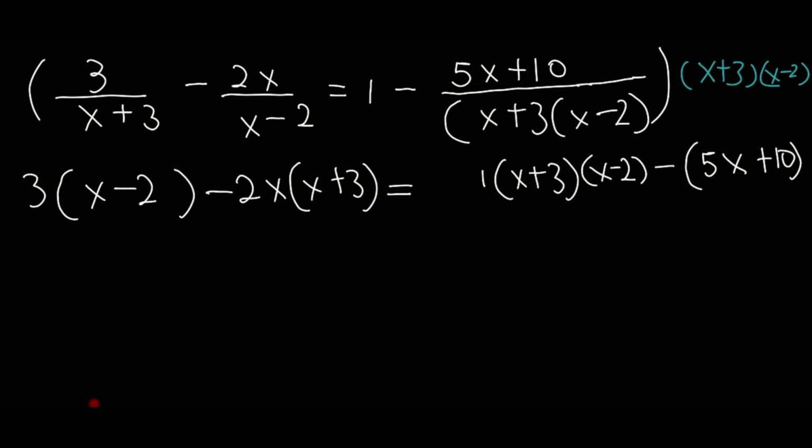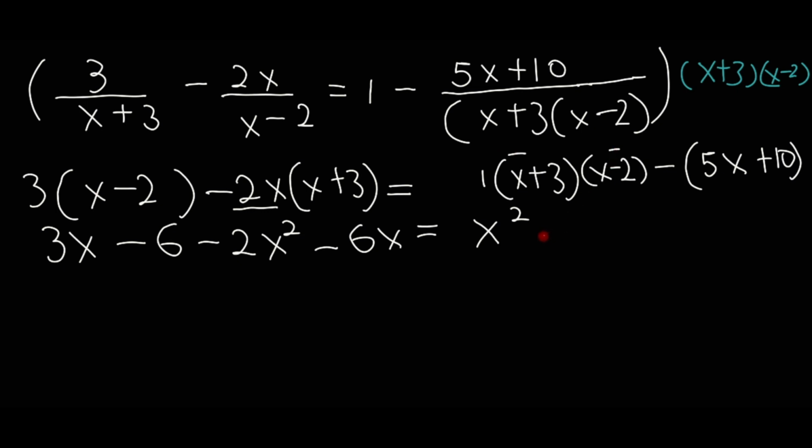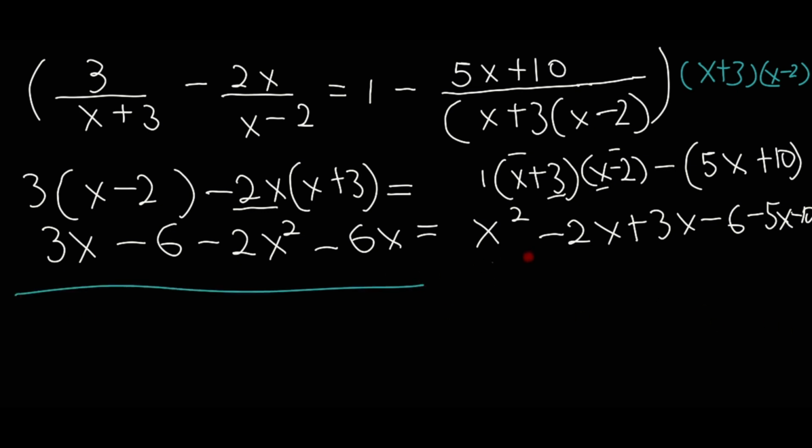So we have 3 times x, which is 3x, 3 times minus 2, minus 6, minus 2x times x, which is minus 2x squared, and then minus 2x times positive 3 gives minus 6x, equals to, and then multiply the bracket. So x times x, x squared, and then x times minus 2 gives minus 2x, and then 3 times x gives 3x, and then 3 times minus 2 is minus 6. And as for this one, it's minus 5x and minus 10, because minus times 5x is minus 5x and then minus times positive 10 gives negative 10. And then from there we group the like terms at this part and then at this part.